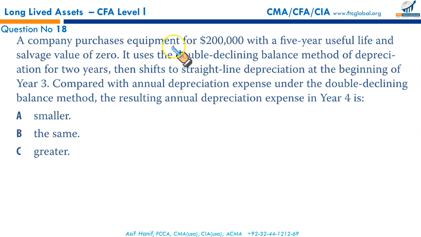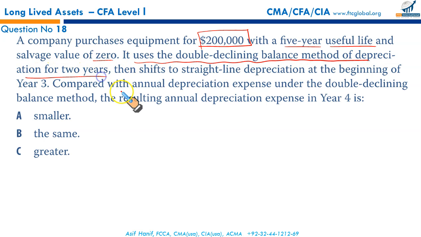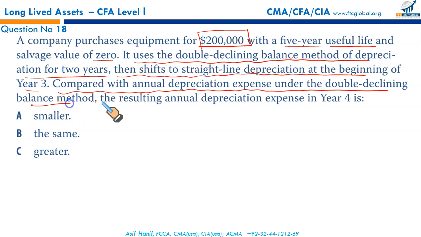A company purchases equipment for $200,000 with 5 years useful life and salvage value 0. It uses double declining balance method of depreciation for 2 years, then shifts to straight line depreciation at the beginning of the 3rd year. Now, compared with annual depreciation expense under the double declining balance method, the resulting annual depreciation expense in year 4 is higher or lower? Now, this is a good question.